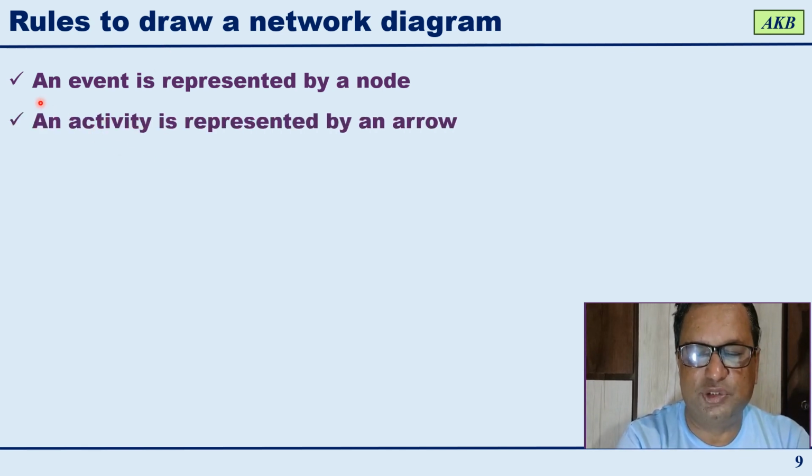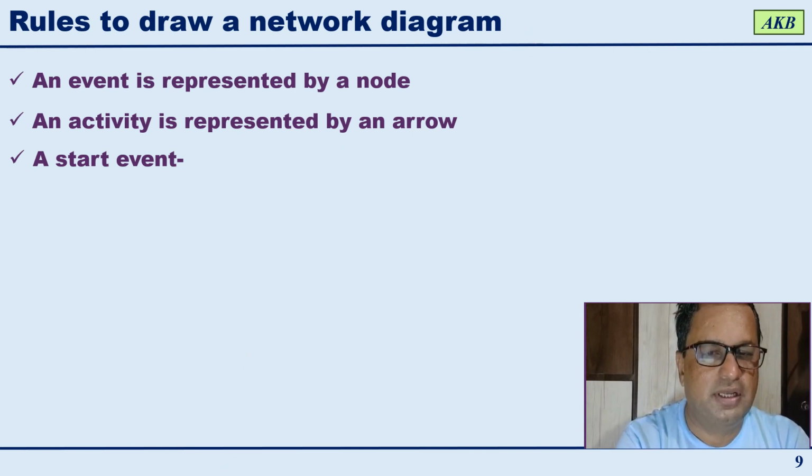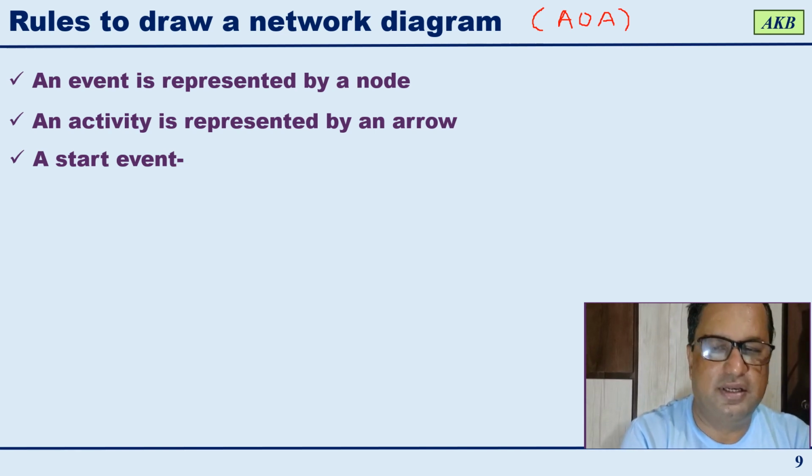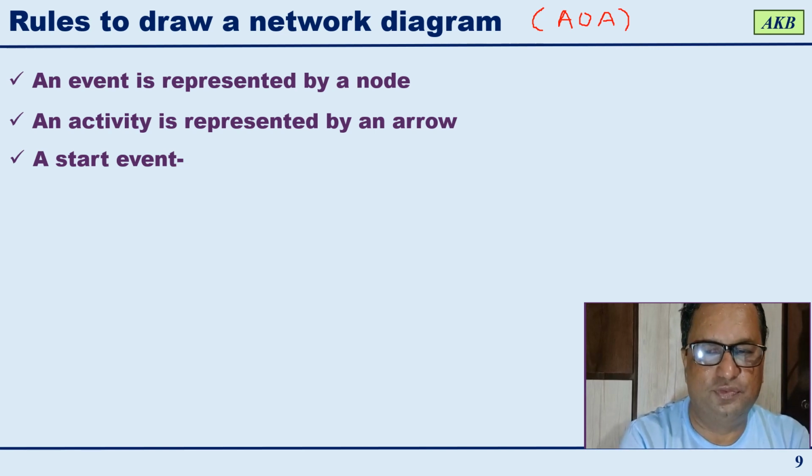First rule is an event is represented by a node. We have understood that. An activity is represented by an arrow. So we are here talking about the AOA network diagram, activity on arrow network diagram. So we are discussing the rules of drawing an AOA diagram. So what are the rules?